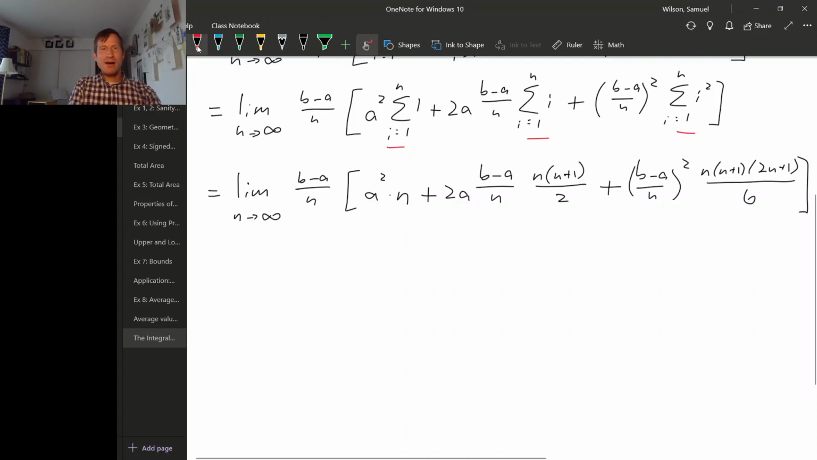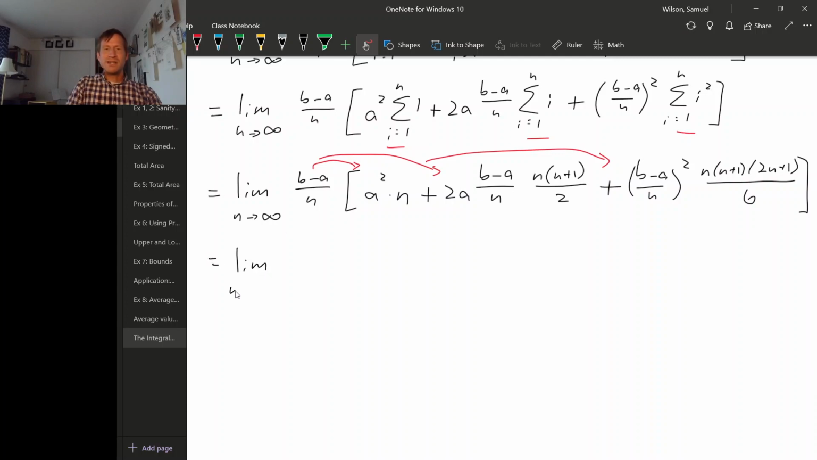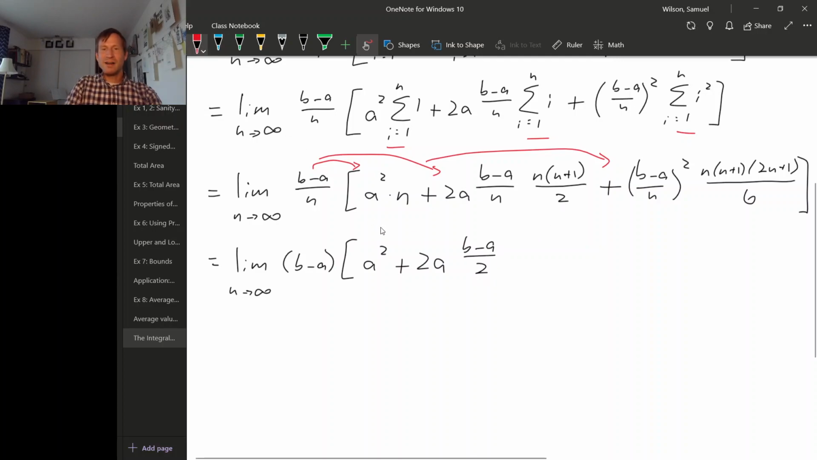Maybe what we should do now is distribute this (b minus a) over n, just to get all of the n's together in each term. So limit as n goes to infinity. Actually, why don't we only distribute the denominator? Let's keep the b minus a all the way over here, but distribute that 1 over n. So a squared times n over n is a squared. In the second term, we get another factor of n in the denominator. So there's the 2a. There's this b minus a in the numerator. There's a 2 over here in the denominator. While we're at it, why don't we cancel those?